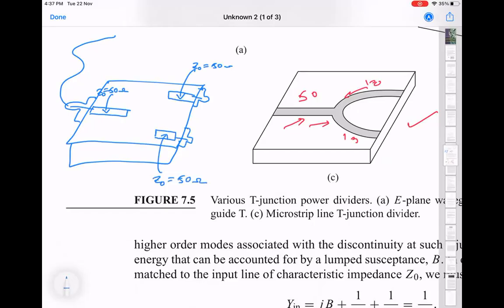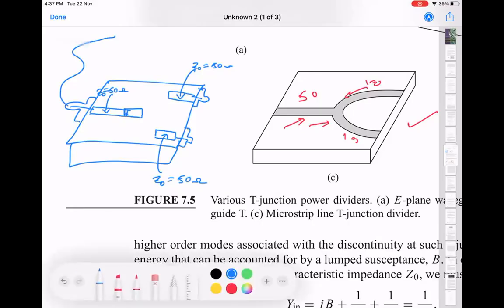Now, at this point, I'm going to put, say, some surface mount component, right? And I have, let me draw this again.